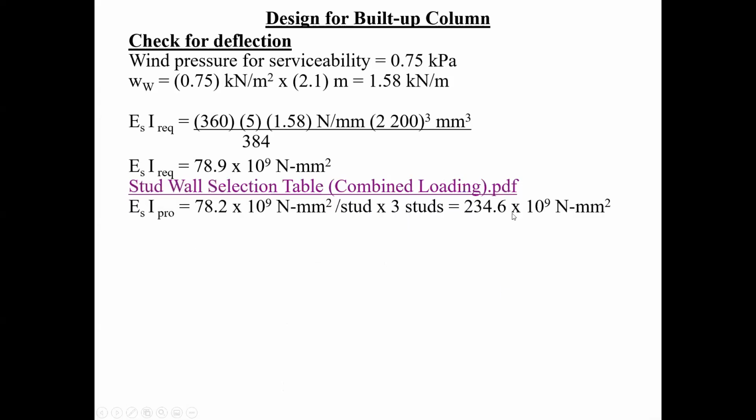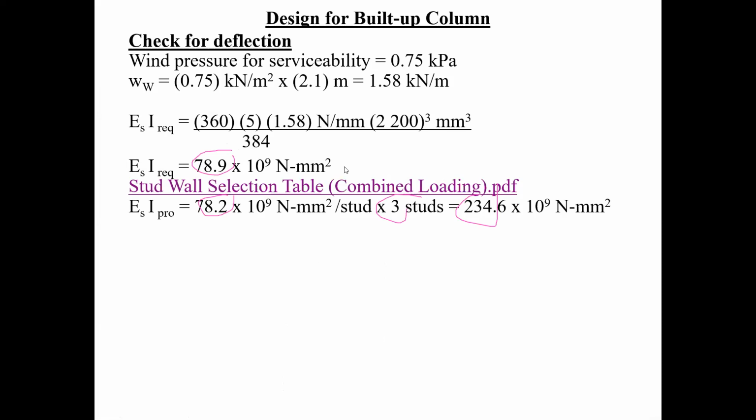So I take that, multiply by 3, I have 203.4 as opposed to 78.9, okay? And like if people look at this, say, well, if I looked at it for one stud, it wouldn't be enough. But no, I don't only have one stud. This is per stud. I have 3 of them, and therefore this would be ample to keep the deflection in check.